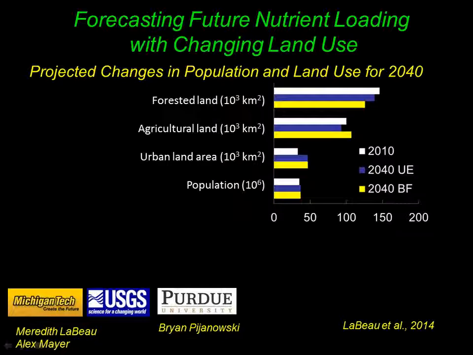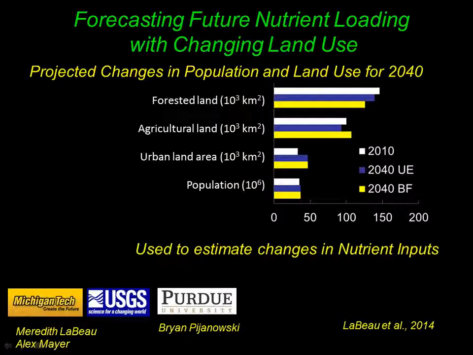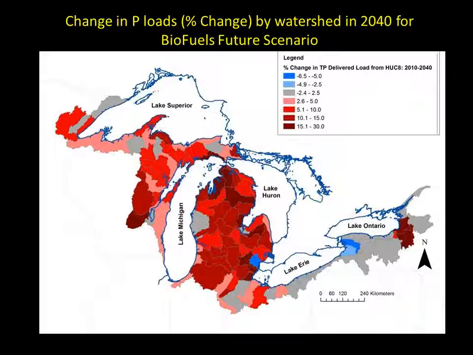Then we worked with Meredith to try to say, how would that change our inputs into SPARROW? If our population goes up a little bit, how will that affect point sources? If our agricultural land changes, how will that affect fertilizer and manure? And you can see they're not huge changes, so you're not going to see a big change. So Meredith used those estimates to change our nutrient inputs. And from there, we can make projections on how we expect changes in loading to look.